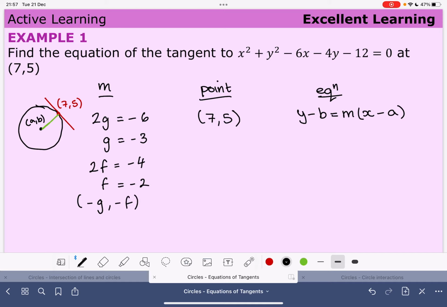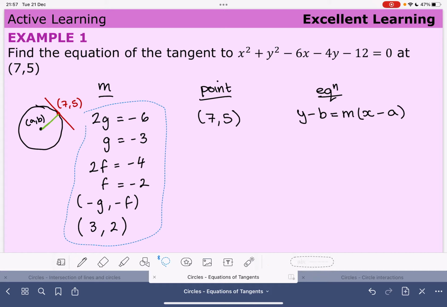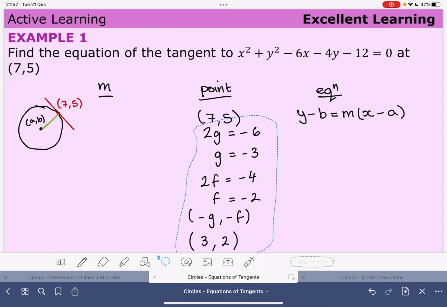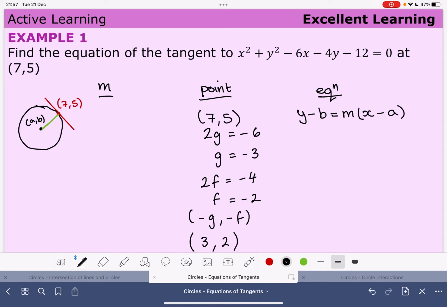The centre is negative g, negative f. So all we're doing is sign changing these as we input them. We've got that g is 3 and f is 2, so our circle has a centre at the point 3, 2. We can now go ahead and find the gradient. I'm going to take this bit of working and do it in the point column, just to give us a bit more space in our gradient column, and I'm going to do my gradient work just underneath here.